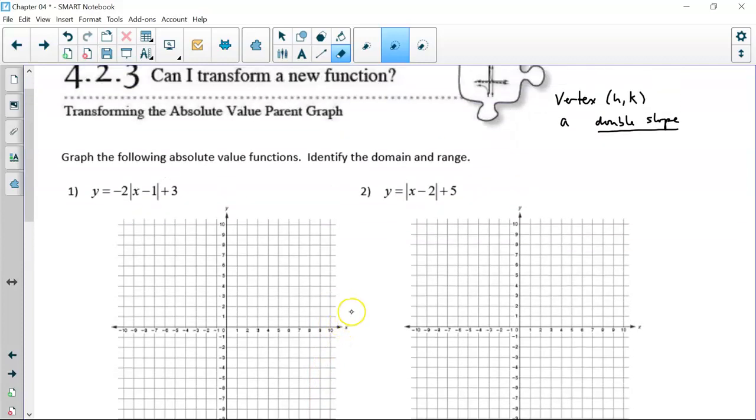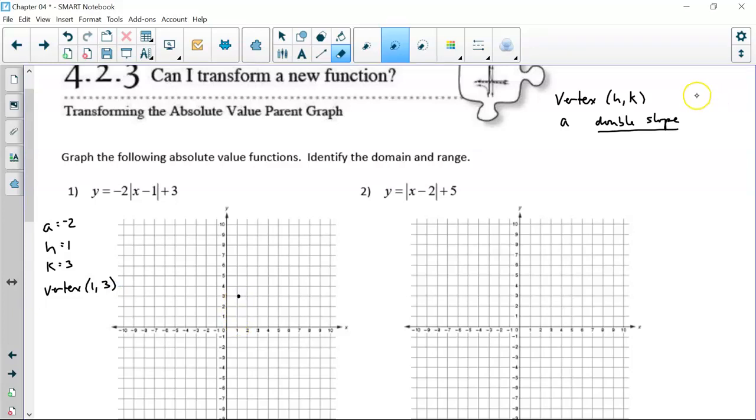So what we're going to do is for number 1, A is -2. H is 1 and K is 3. So our vertex is at 1, 3. So what we do is we plot the vertex. We go over 1 and up 3.